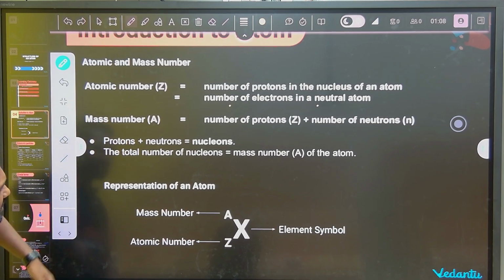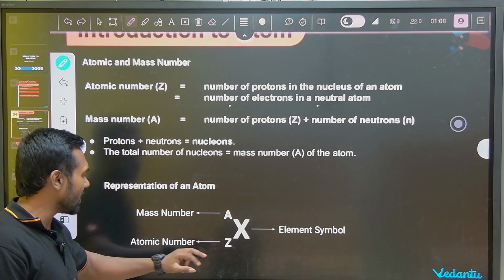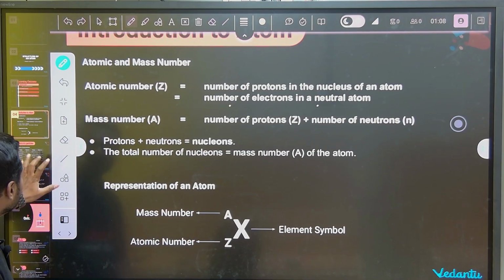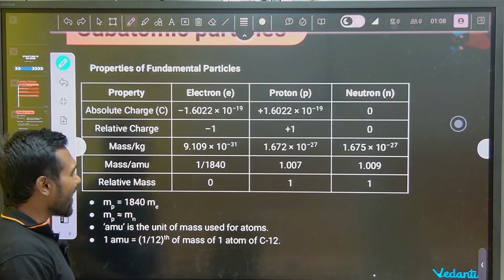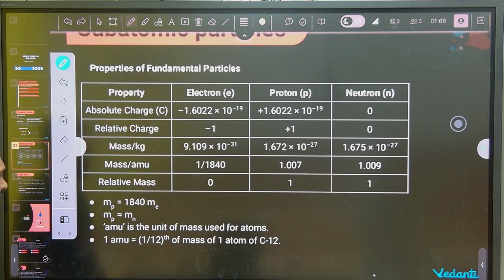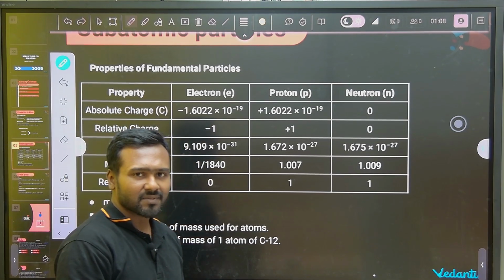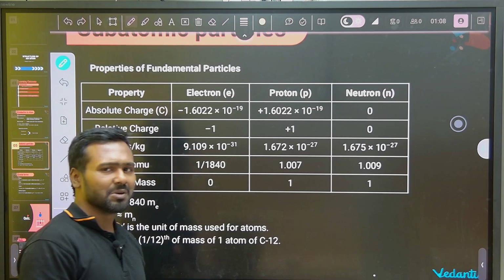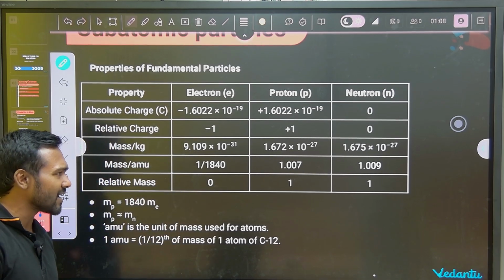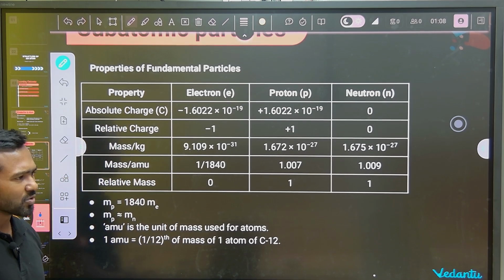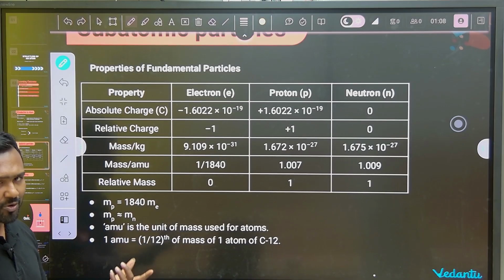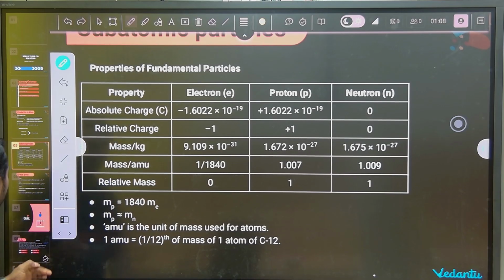Next, you know this representation. The mass number will be represented on top, the atomic number below. These values you have to remember, it's a general thing. It's not that important here for questions, but it is a basic thing you have to remember. If you remember, it's better.